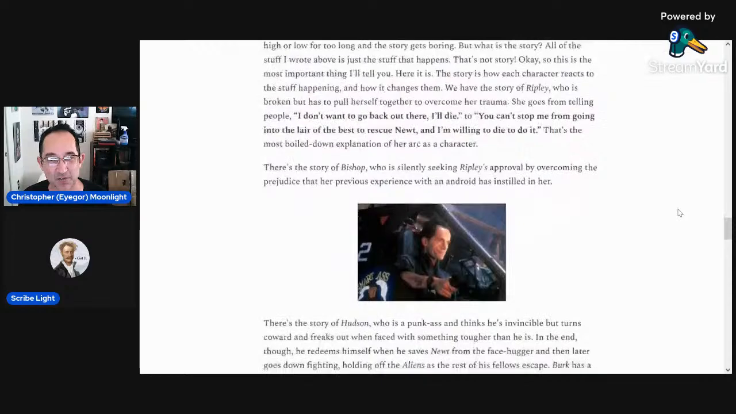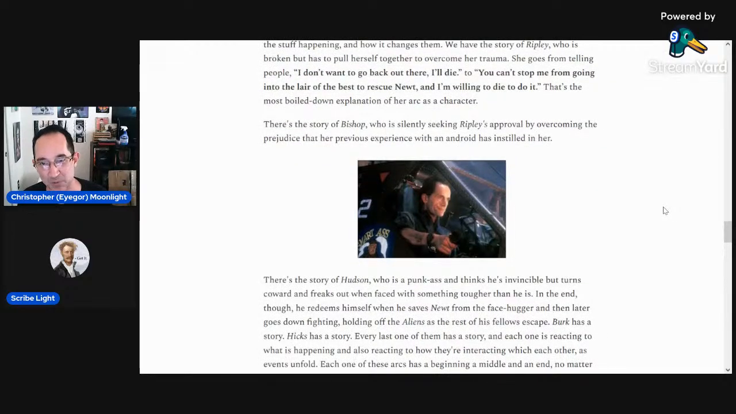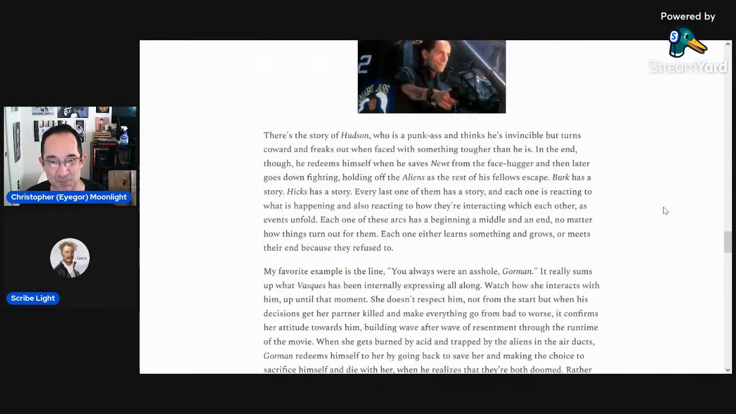Here's the story of Bishop, who is silently seeking Ripley's approval by overcoming the prejudice that her previous experience with an android has instilled in her. There's the story of Hudson, who is a punk ass and thinks he's invincible, but turns coward and freaks out when faced with something tougher than he is. In the end, though, he redeems himself when he saves Newt from the facehugger and then later goes down fighting, holding off the aliens as the rest of his fellows escape.